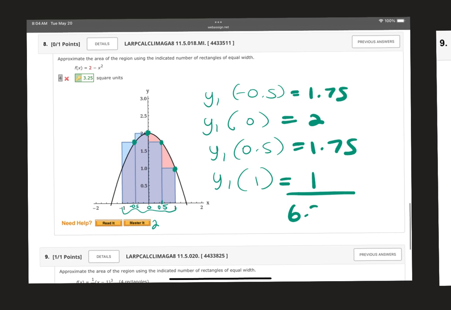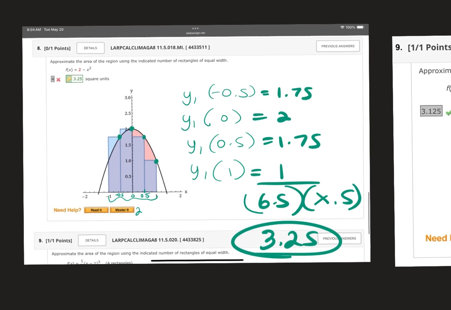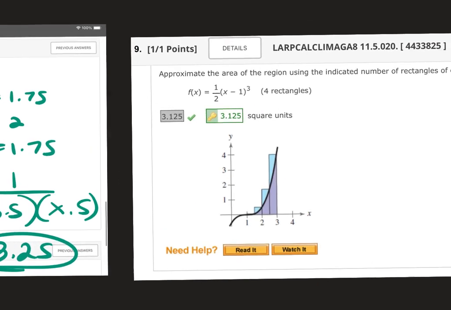I get 6.5, and then multiply by the width, which is 0.5, 3.25. Wait, so we don't. Okay. Yeah? Okay. All right, go to the next one.